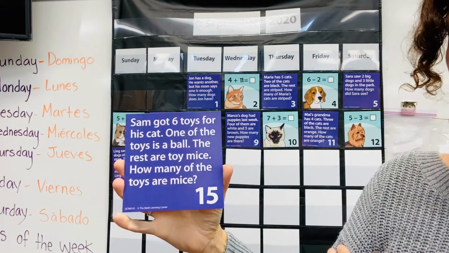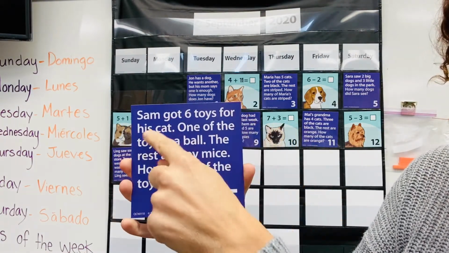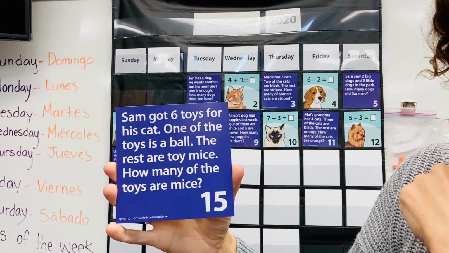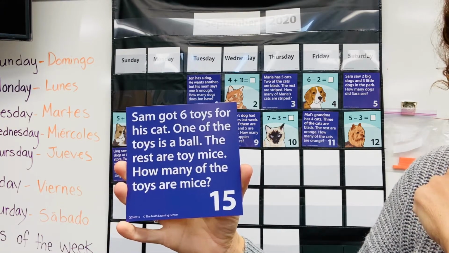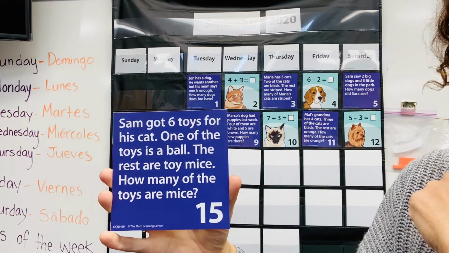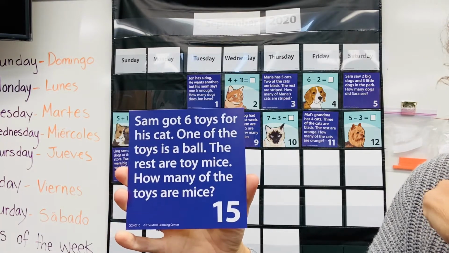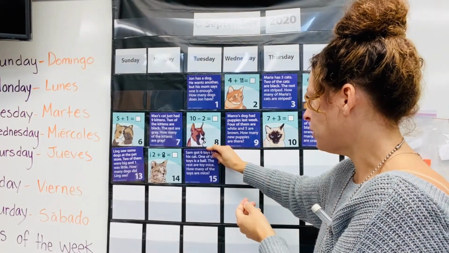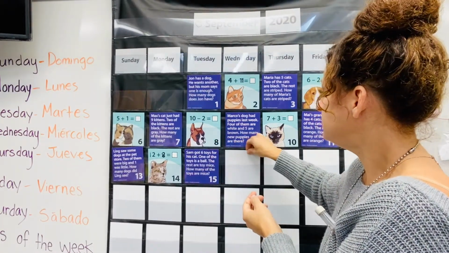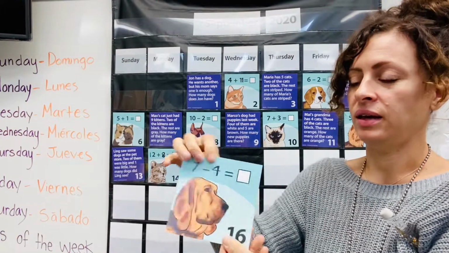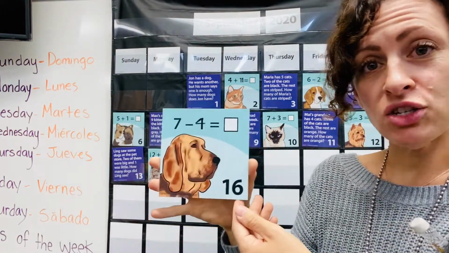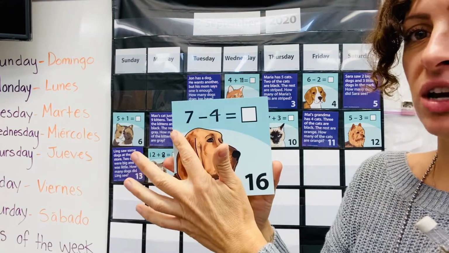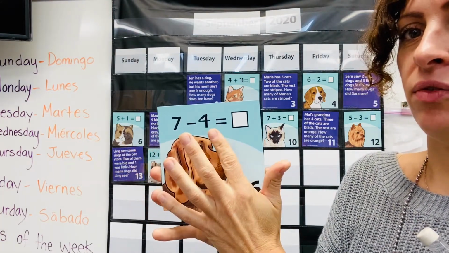This is not our word problem today, but if you want to solve this, you absolutely can. Sam got 6 toys for his cat. One of the toys is a ball. The rest are toy mice. How many of the toys are mice? I wonder what you think. That's a word problem. And then today is a subtraction problem. It is a cute little dog, the 16th, and our subtraction problem is 7, take away 4.